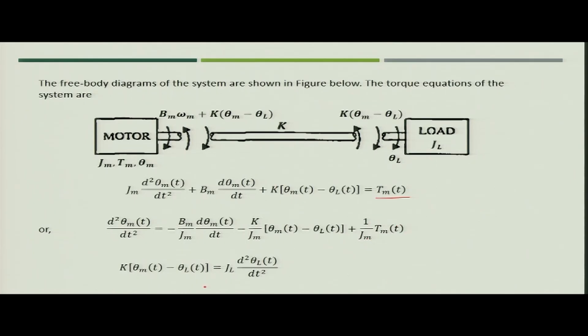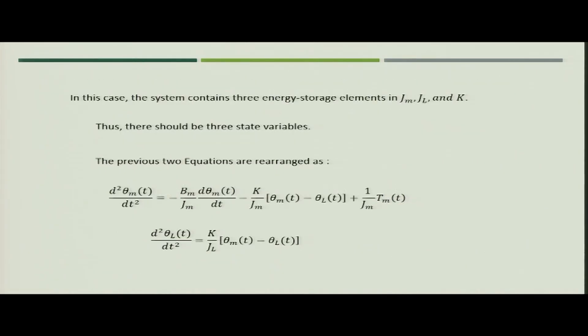Now, for the load side, we are assuming that the viscous friction coefficient is 0. So, we can write K times theta m minus theta L equals the torque applied to the load, that is JL d2 theta L by dt2. Now, in this case the system contains 3 energy storage elements, that is Jm, JL and K. So, what we will do is define 3 state variables in this case.